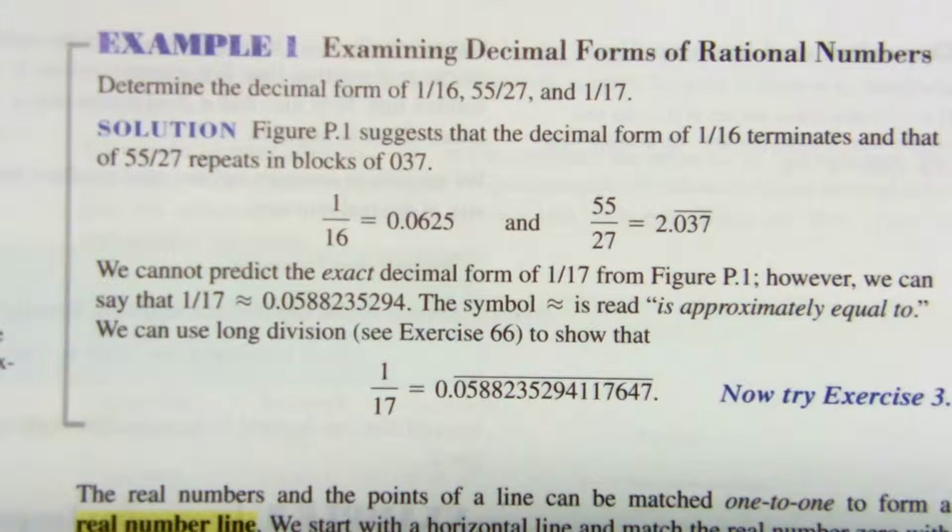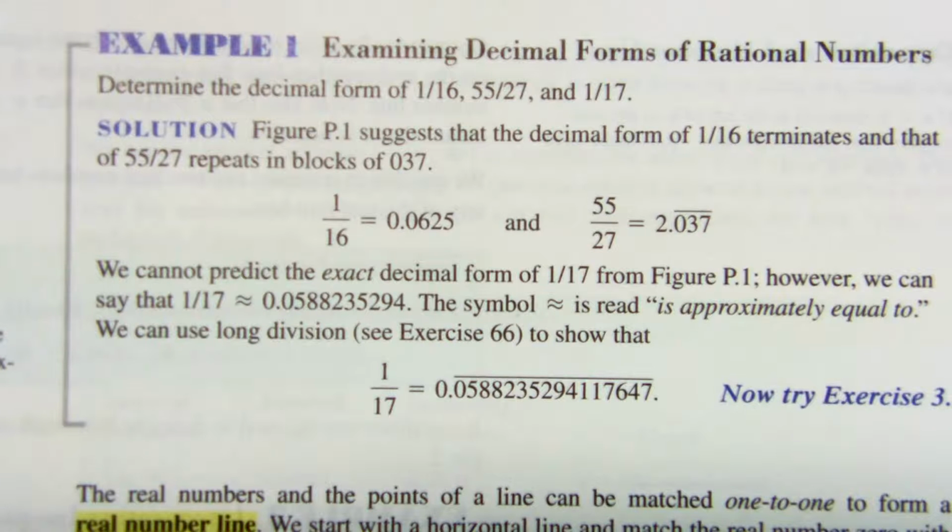Welcome to Pre-Calculus. Well, this is page 3, beginning of the book, section P1, example 1, having to do with fractions, which are rational numbers. Any number that can be written as a fraction, whether terminating or repeating, is a rational number. So let's just look at a couple of them.